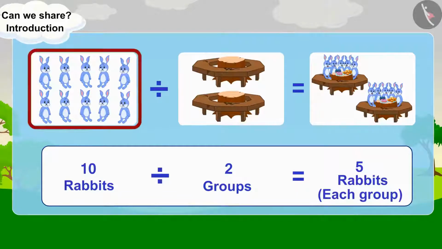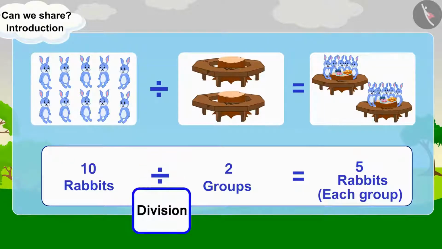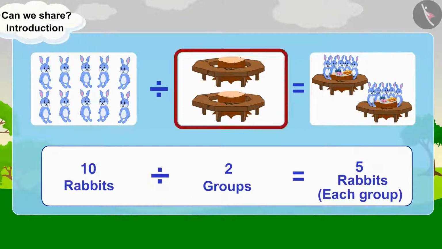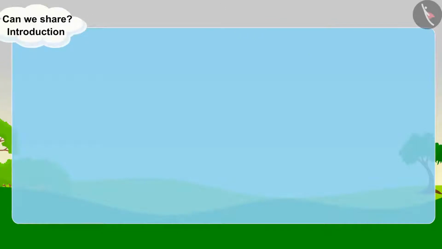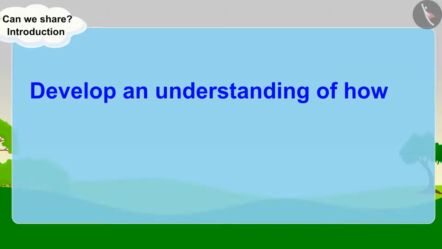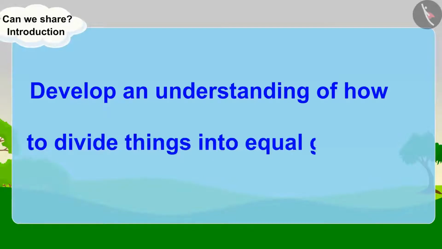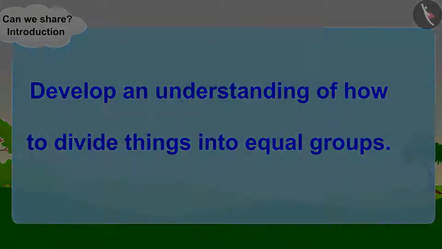This is the total number of things to be divided. This is the symbol of division. This is the total number of groups. This is the total number of things in each group. In this lesson, we will develop an understanding of how to divide things into equal groups.